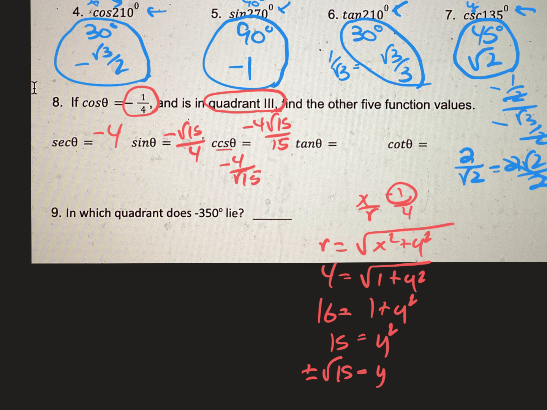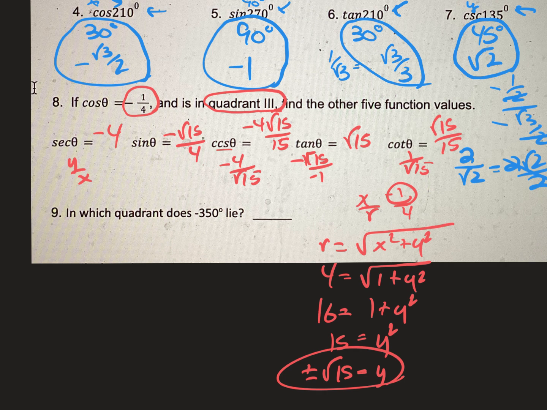There's that one. Tangent. Tangent's y over x. I found my y right there. The y is negative square root of 15, and x was -1. So that's just square root of 15. And then cotangent, I'm going to flip that one. If I flip a 1 over square root of 15, you get square root of 15 over 15. And there's that.